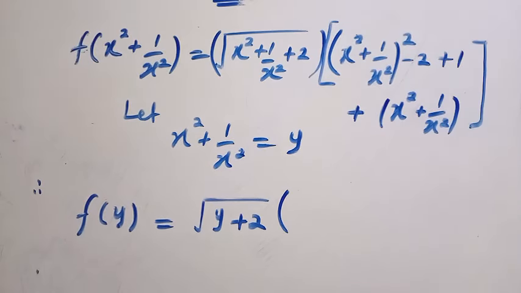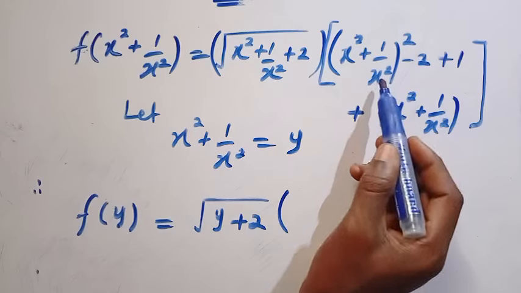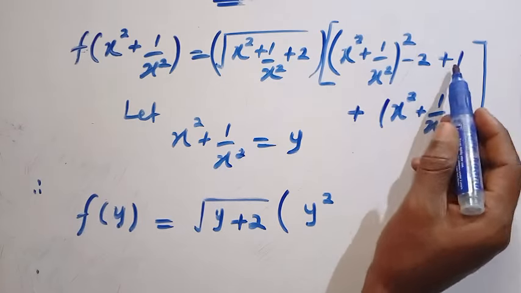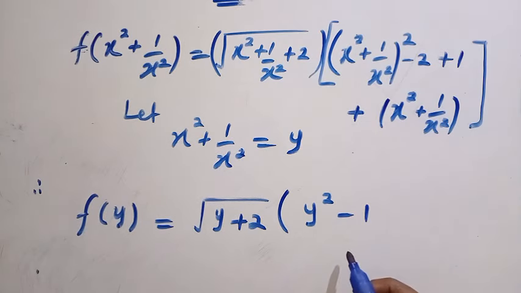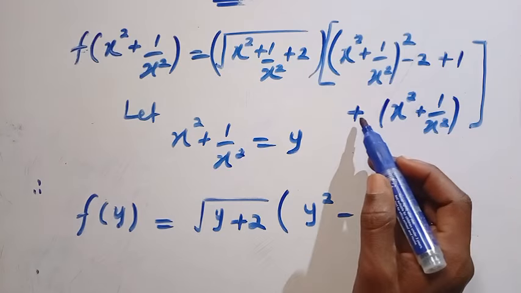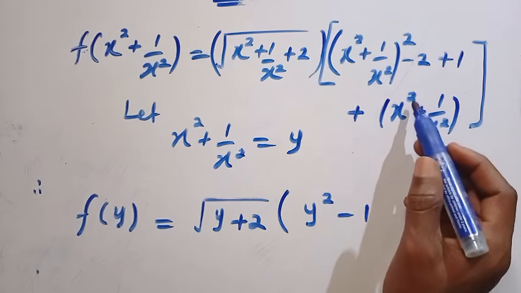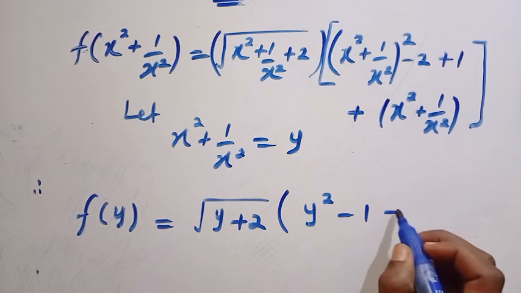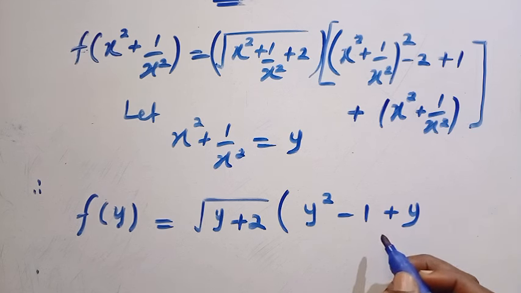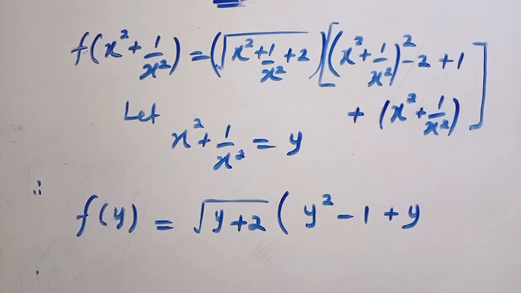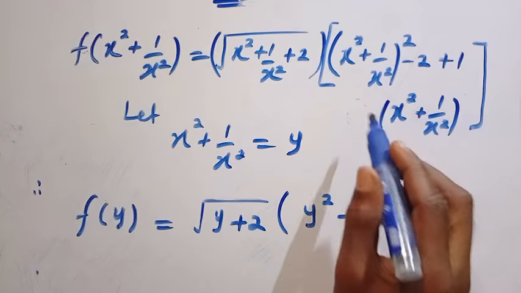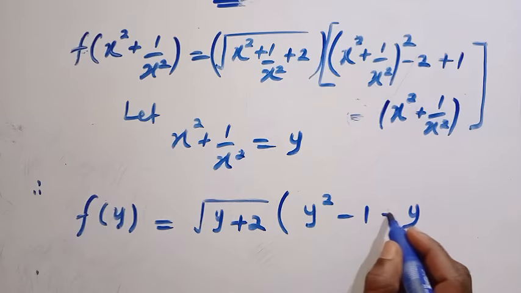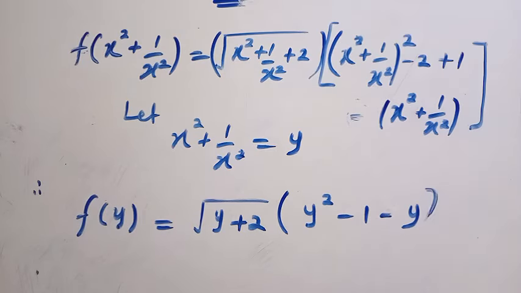So similarly for this side, we have x power 2 plus 1 over x power 2, so that gives us y power 2. Then we have minus 2 plus 1, that gives us minus 1. And also for this, we have plus x power 2 plus 1 over x power of 2, that gives us plus y. So at this point here is negative, so all in bracket.